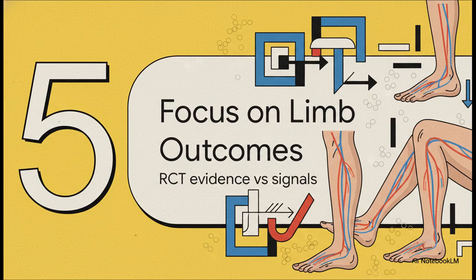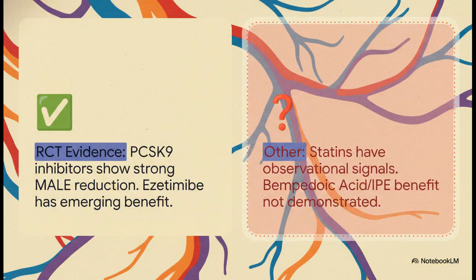Now, for a really important deep dive, especially for us as vascular specialists, let's focus squarely on limb outcomes. We absolutely have to separate the solid, randomized trial evidence from the, let's say, more circumstantial observational signals. It's about knowing what's proven versus what's just suggested. So let's break it down.